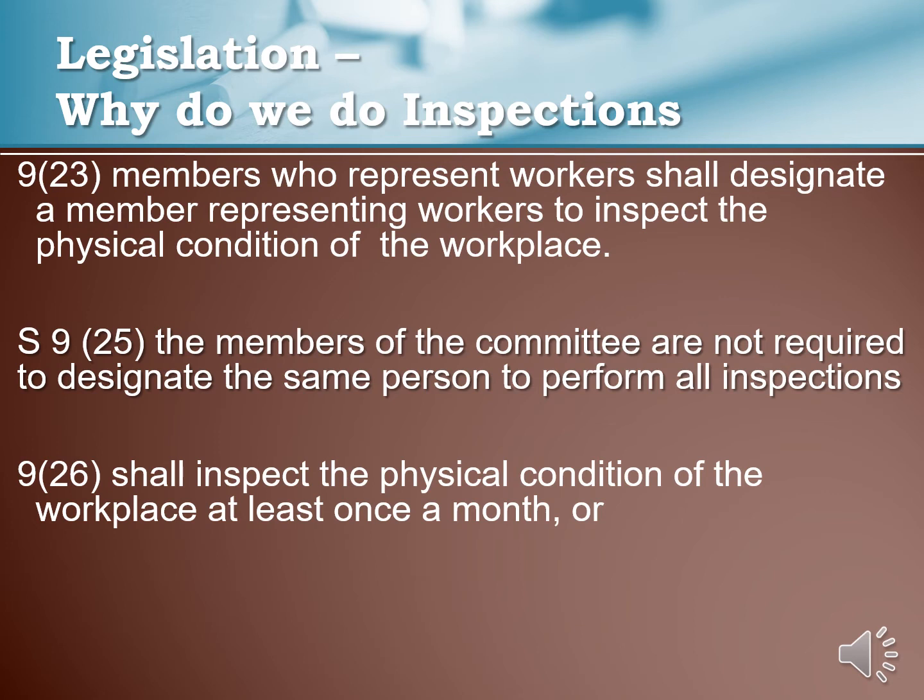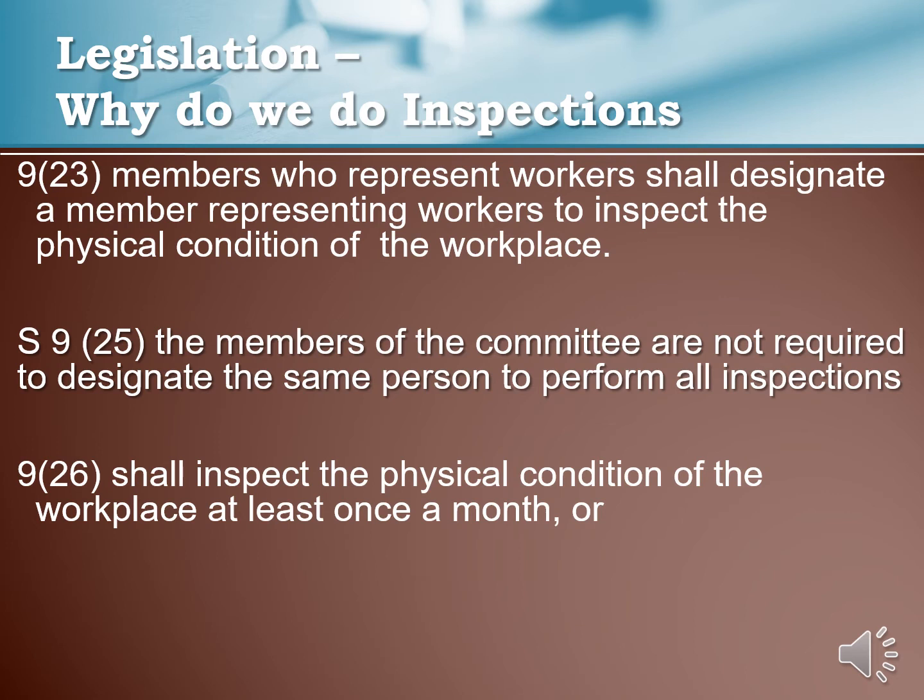It also states that the members of the committee are not required to designate the same person to perform all inspections. The minimum requirement here is that one worker representative needs to complete the monthly inspection each month. You don't always have to complete the inspection in teams. A principal, or vice principal, cannot complete the inspection on their own without a worker member.